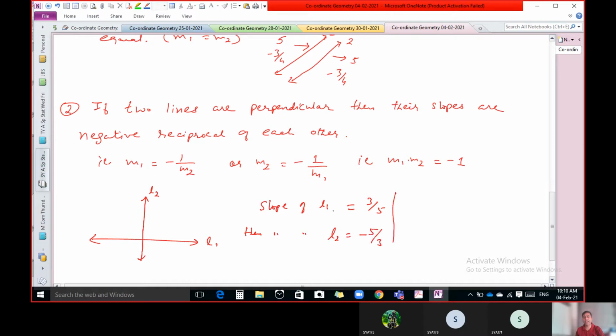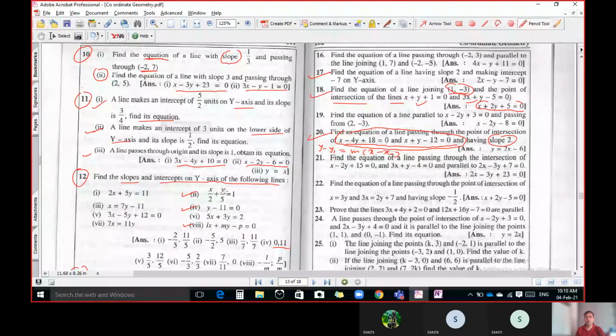Okay, tell me, if slope of L1 is minus 2 by 7, what is slope of L2? 7 by 2. If slope of L1 is minus 2, what is slope of L2? 1 upon 2. If slope of L1 is minus 1, then slope of L2 is plus 1. Correct. So if we know this result, then we are able to solve question number 16, question number 19, question number 21, 22 very easily.